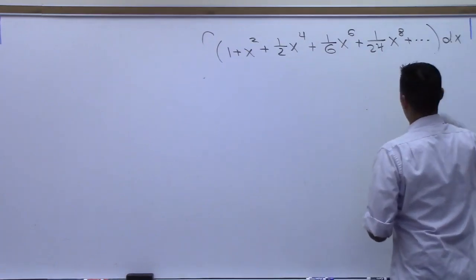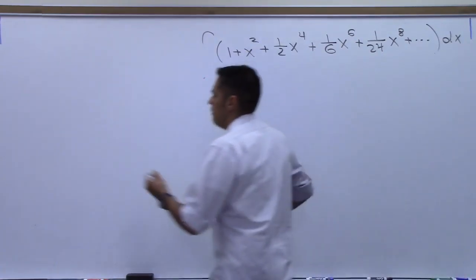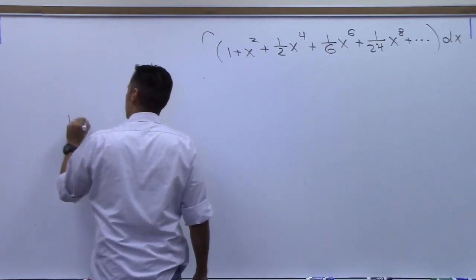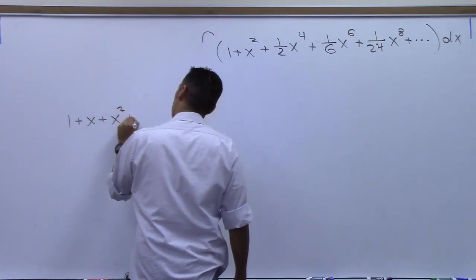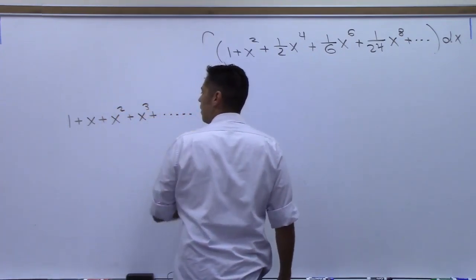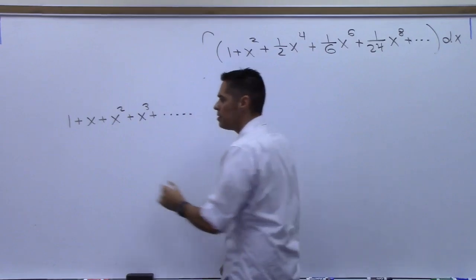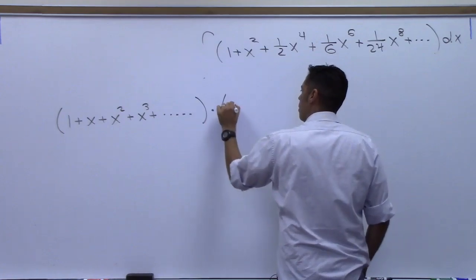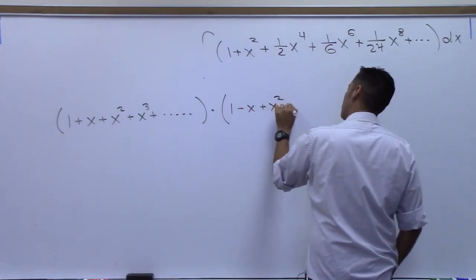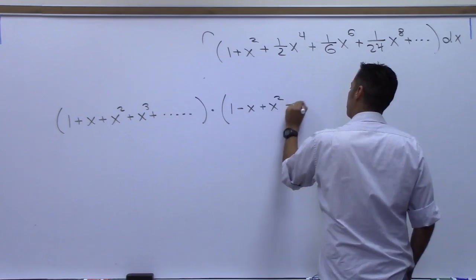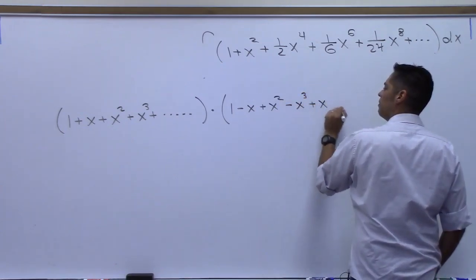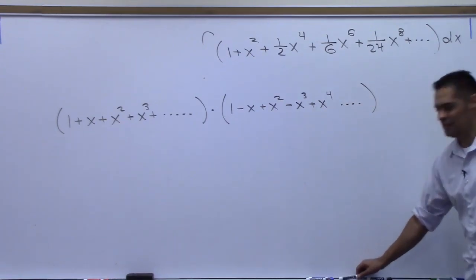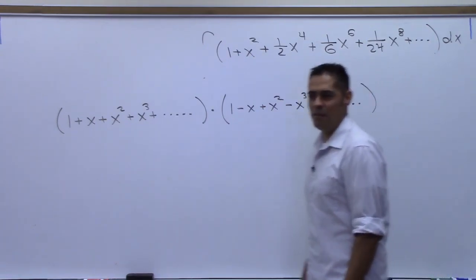If you were asked to take, I'll make this real simple for us, 1 plus x squared plus x cubed plus forever. Okay, that's an infinite series, right? That's a power series. What if I asked you to multiply that times 1 minus x plus x squared minus x cubed plus x to the 4th, dot, dot, dot, forever. So how would you do that? It's like an infinite FOIL, isn't it?